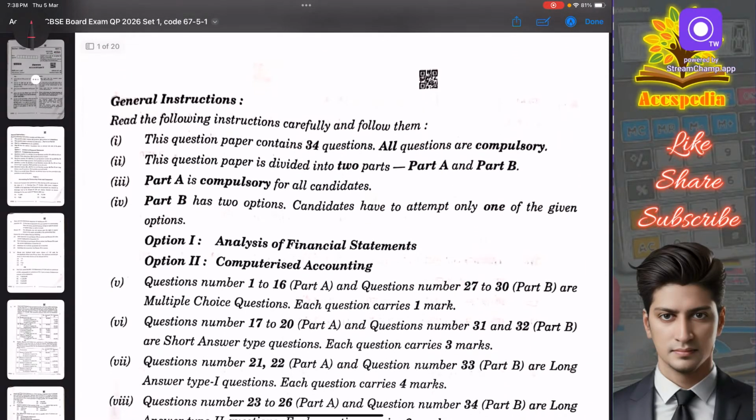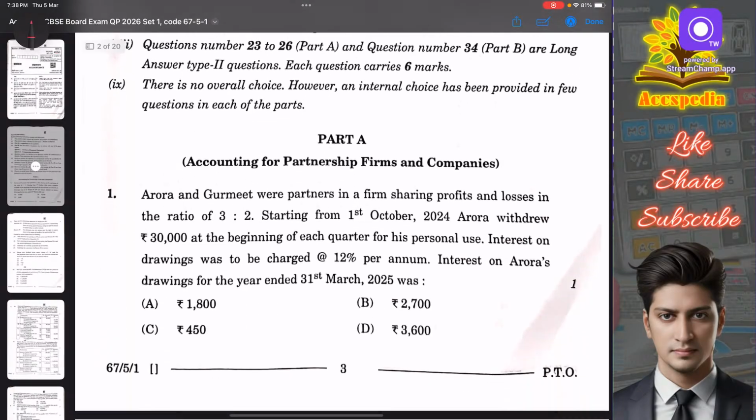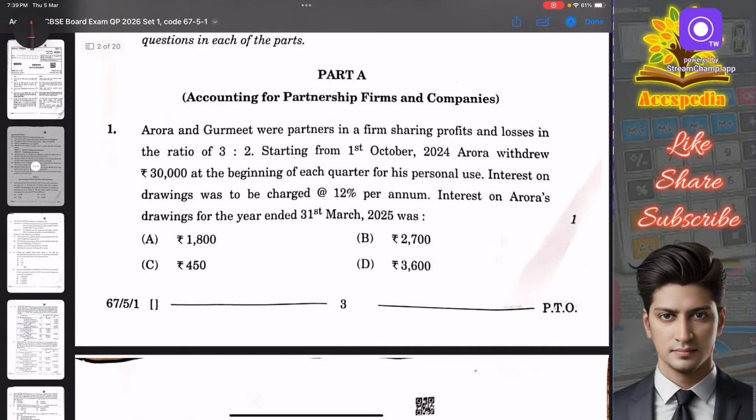If you don't get the answer, or if the question is completely different, you just put it in my comments. I will reply back to you. Okay, let's move on to the first question.